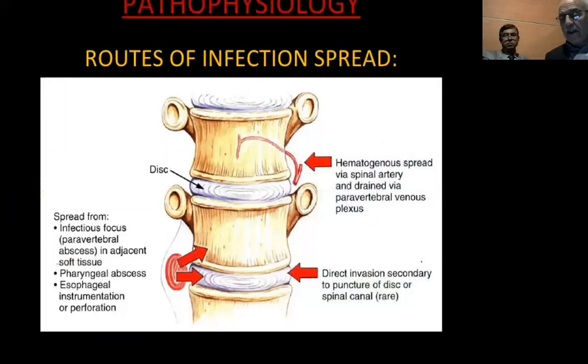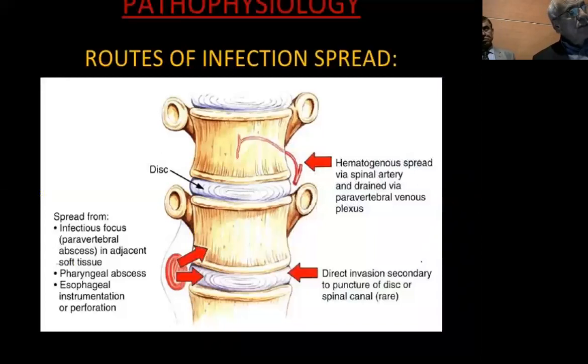The relation between the vascularity of the spine and the related or neighborhood organs: the hematogenous spread comes via the spinal artery and is drained via the paravertebral venous plexus, and it can also spread directly from surrounding organs.